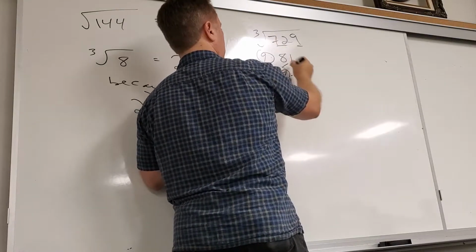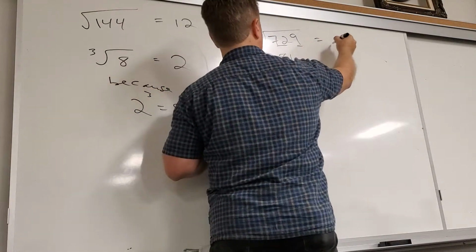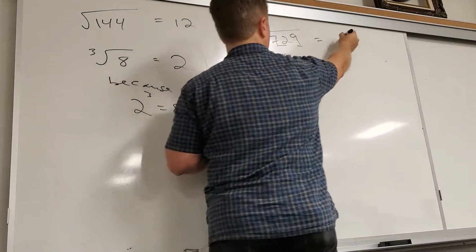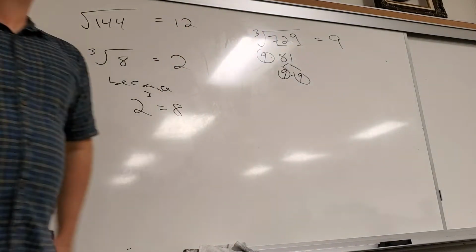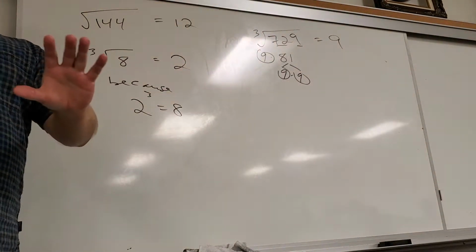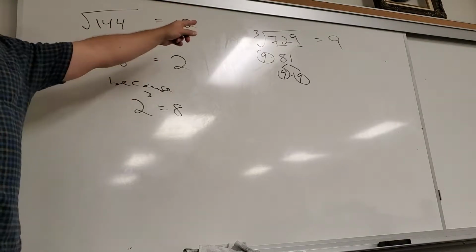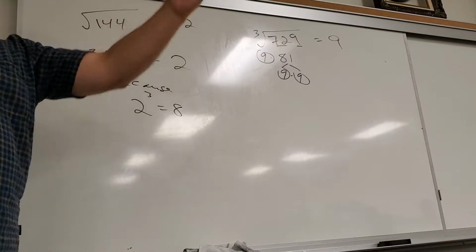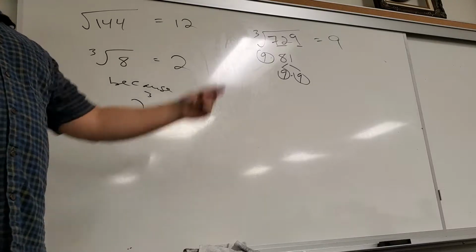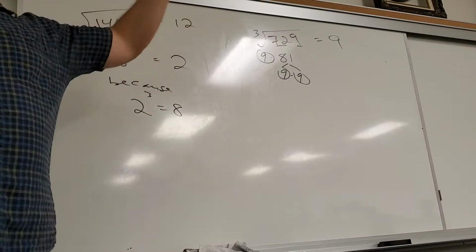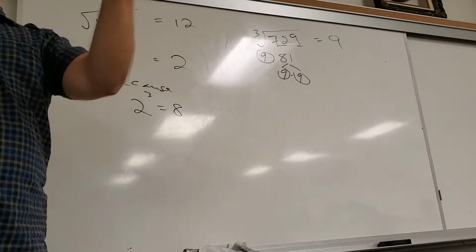So what does it take 3 of to make 729? 9. Because that's what it's asking, right? It takes 3 9s. Okay. So am I saying we're going to do exactly this sometime in the stats course? No, I'm not saying that. I'm just saying we're going to use radicals, and the more you understand them completely, the easier the problems we're going to do will be.